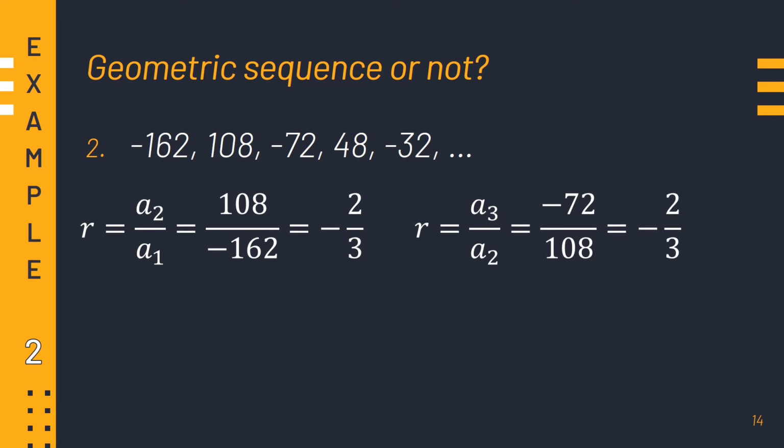Do you think negative 2/3 is the ratio of each term on the list? If you answered yes, you are definitely correct. Since the common ratio of this sequence is negative 2/3, the given sequence is a geometric sequence.